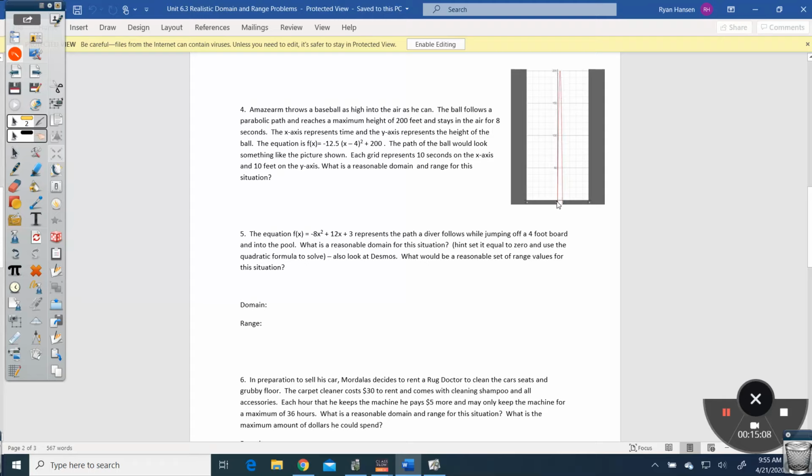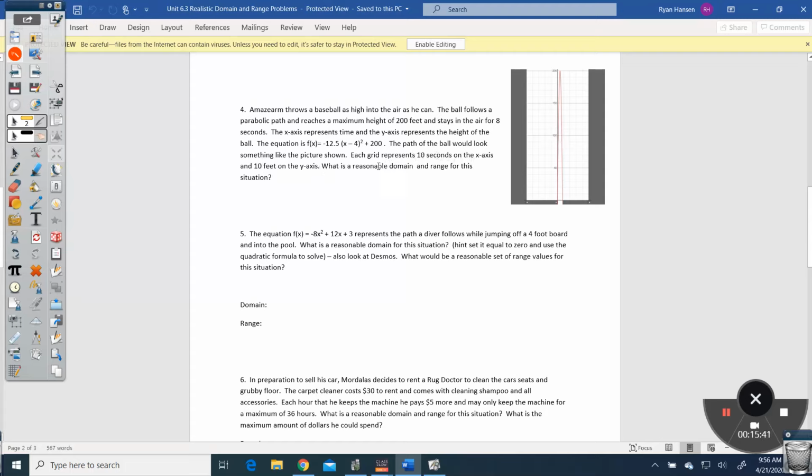So each of these little squares are 10 seconds. So it's not quite 10 seconds. It'd be more like 8. So anyways, it says May's arm throws a baseball as high into the air as he can. The ball follows a parabolic path and reaches a maximum height of 200 feet. And it stays in the air for 8 seconds. The x-axis represents time and the y-axis represents the height of the ball. The equation is this. The path of the ball would look something like the picture shown. Each grid represents 10 seconds on the x-axis and 10 feet on the y-axis.